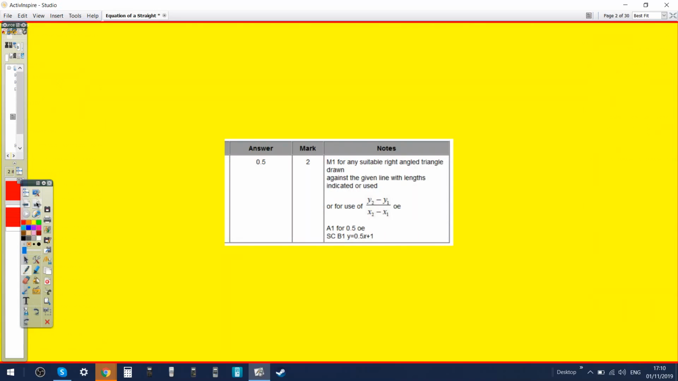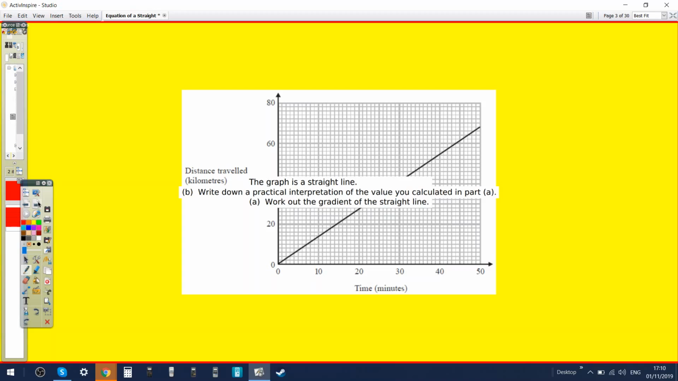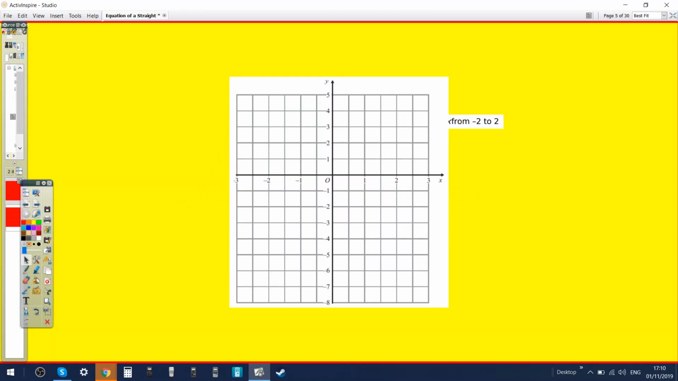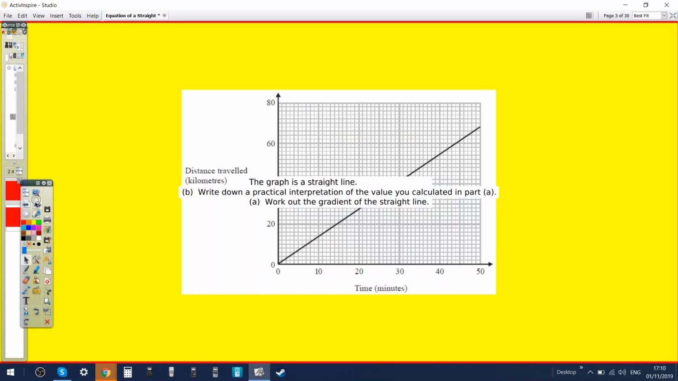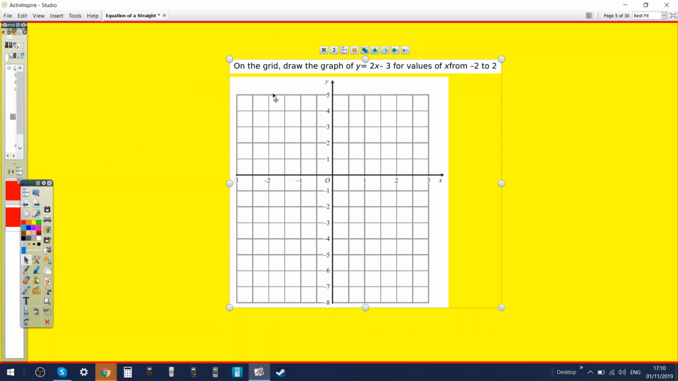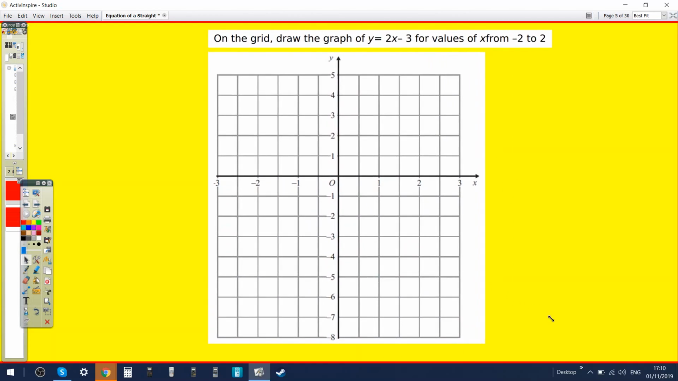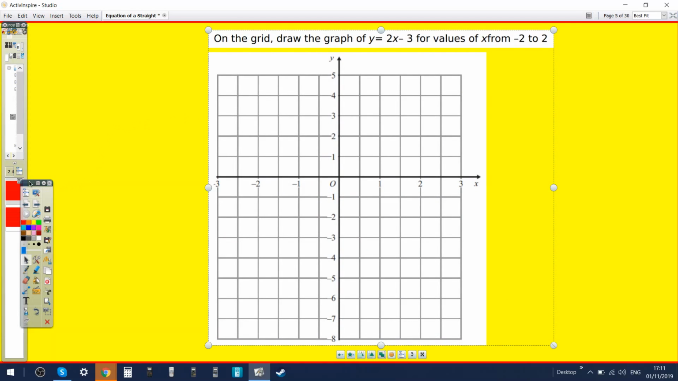We can look at a different way of doing it. Straight line stuff. Okay, I'll show you a different way of doing it in a minute. Okay, how do you do this one? Same, these ones I don't know.